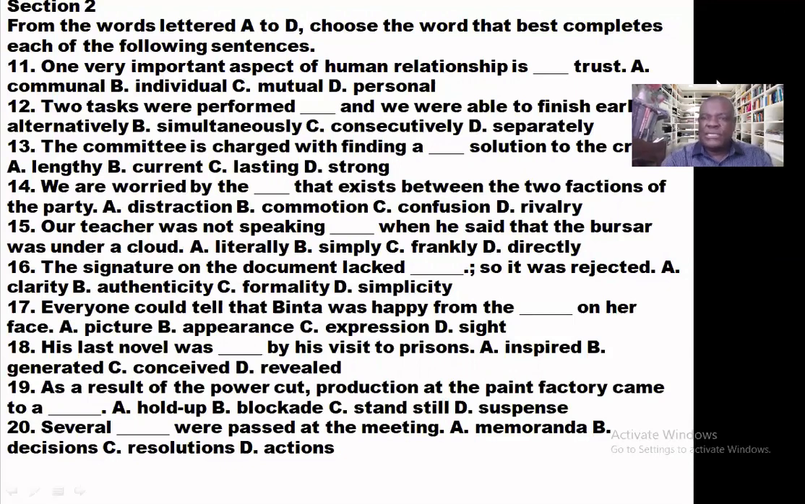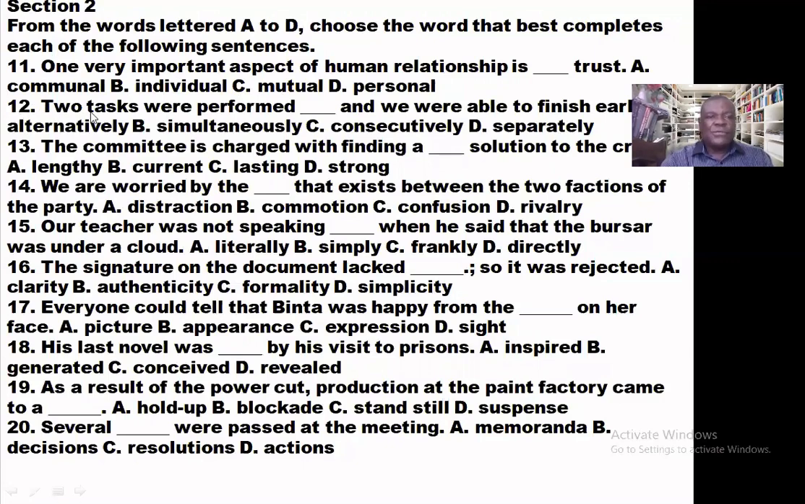What could that word be? A, communal, no. B, individual, no. C, mutual. Yes, of course, you hear people talk about mutual trust, mutual love, mutual benefit. Something that is beneficial to two persons, that is equally of their interest, is mutual.